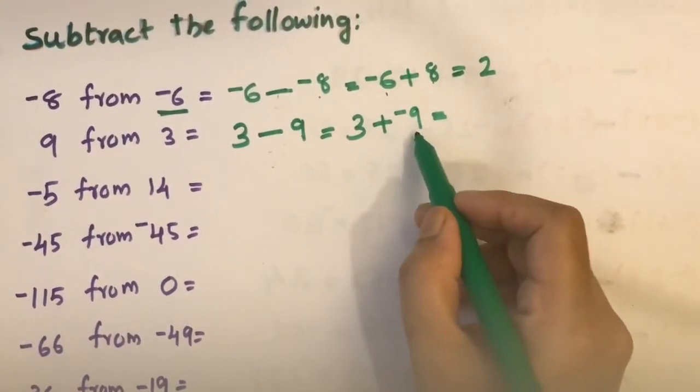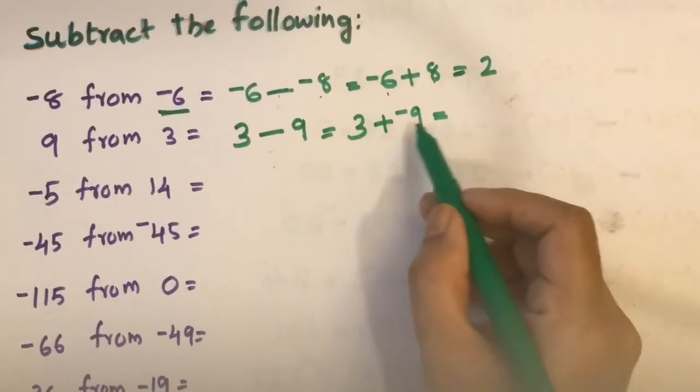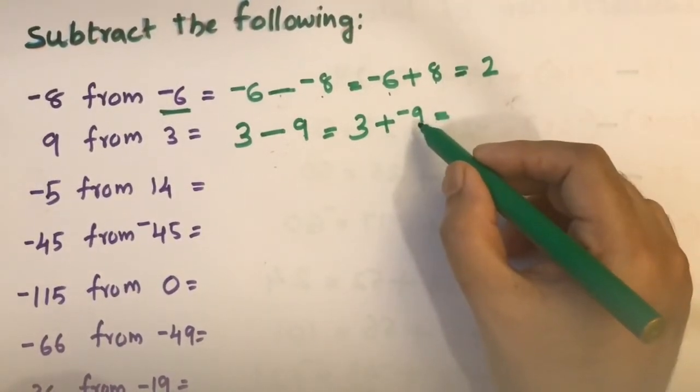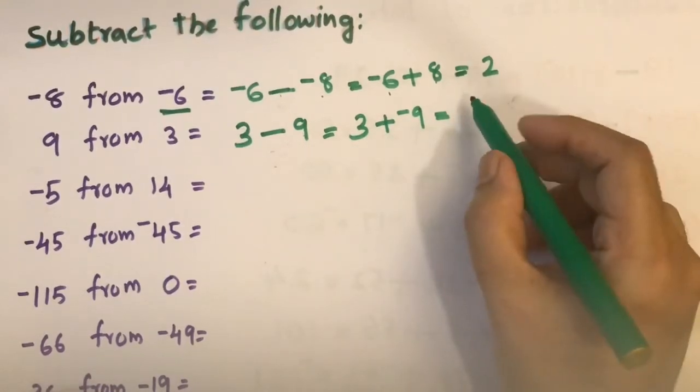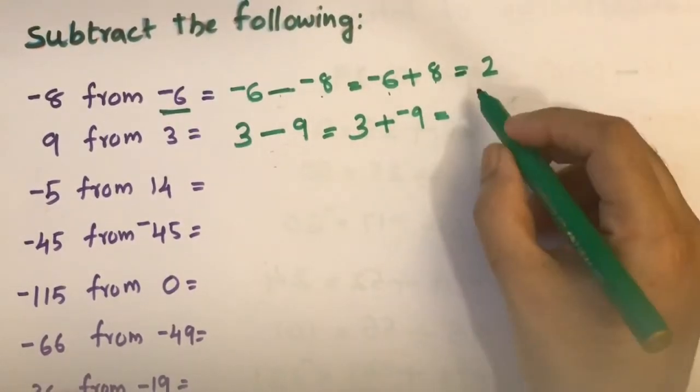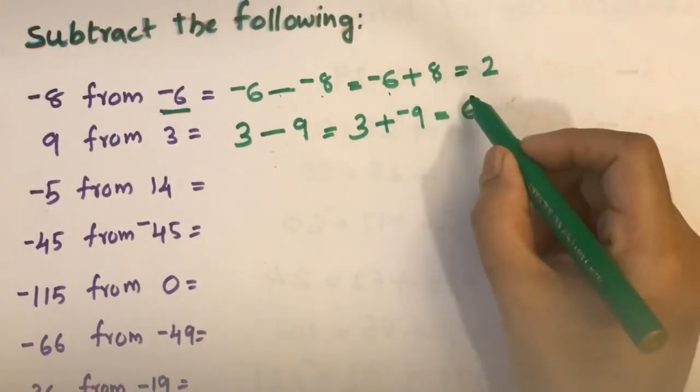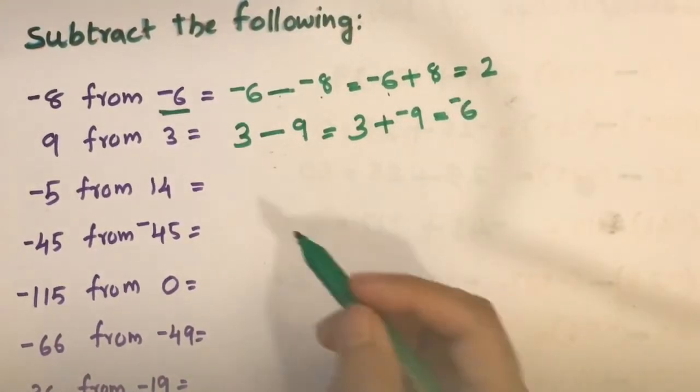Now 3 is positive and 9 is negative. One number is positive and another number is negative, which means we need to subtract the numbers. So 9 minus 3 is 6 and keep the sign of the bigger number, that is negative.